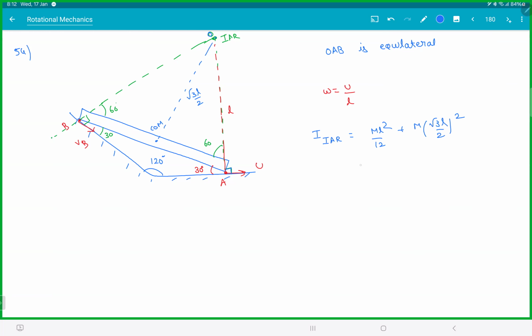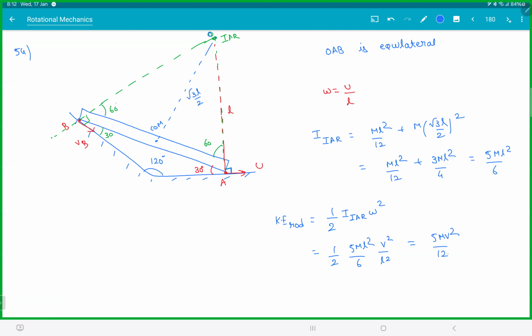That is the height. ml square by 12 and 3 ml square by 4. This will be 5 ml square by 6. Kinetic energy of the rod will be half IAR omega square, half times 5 ml square by 6 times v square by L square, which is 5 mv square by 12.